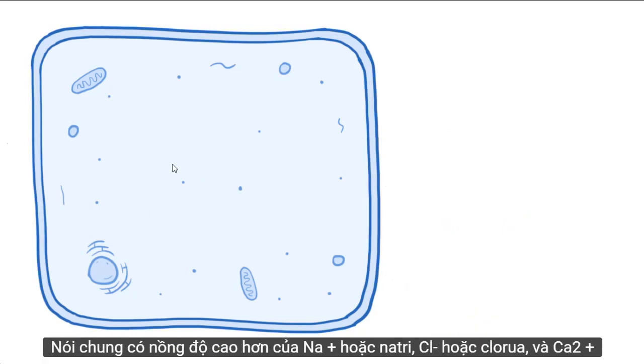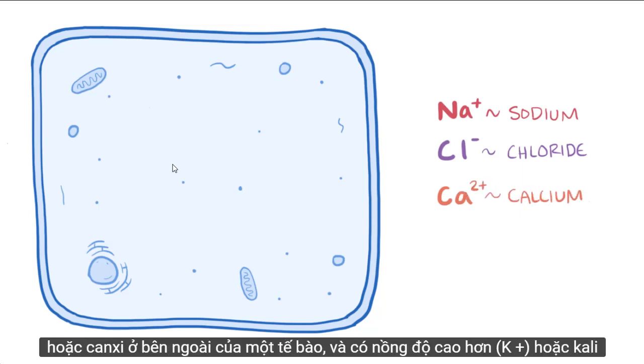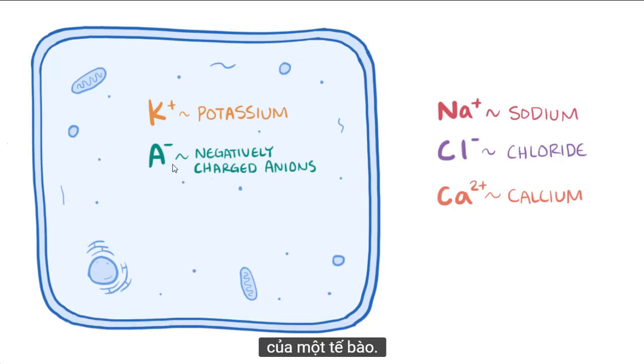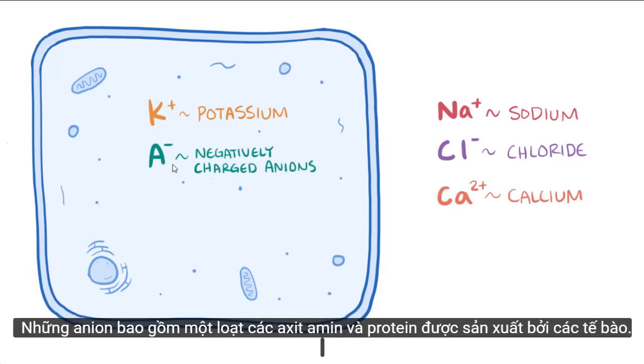Generally speaking, there's higher concentration of Na+, or sodium, Cl-, or chloride, and Ca2+, or calcium, on the outside of the cell, and a higher concentration of K+, or potassium, and A-, which is just what we write for negatively charged anions, on the inside of the cell. These anions include a variety of amino acids and proteins that are produced by the cell.